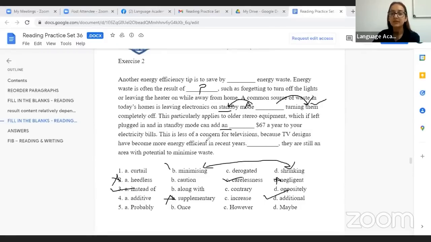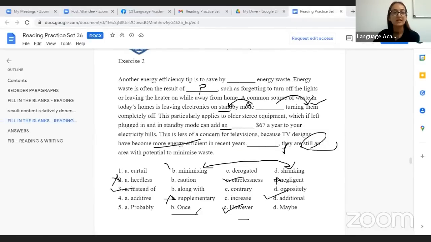This is less of a concern for televisions because TV designs have become more energy efficient in recent years. Dash, they are still an area to minimize waste. So we are talking positive, but then we are saying still we can improve it. So that means kind of going opposite. So whenever we go opposite, we use however in that case. However is a connector that comes with a comma. So comma is also justified here.